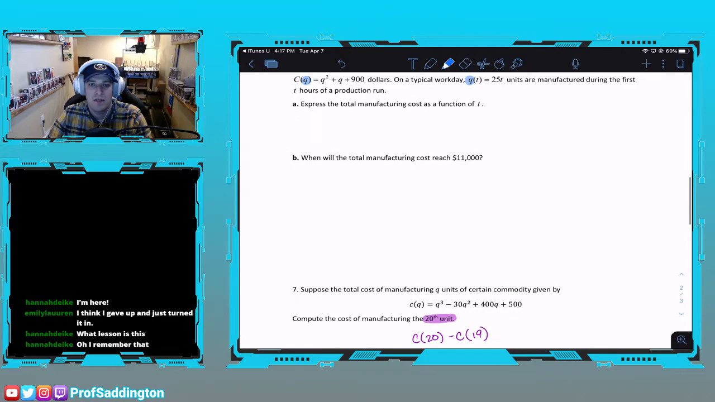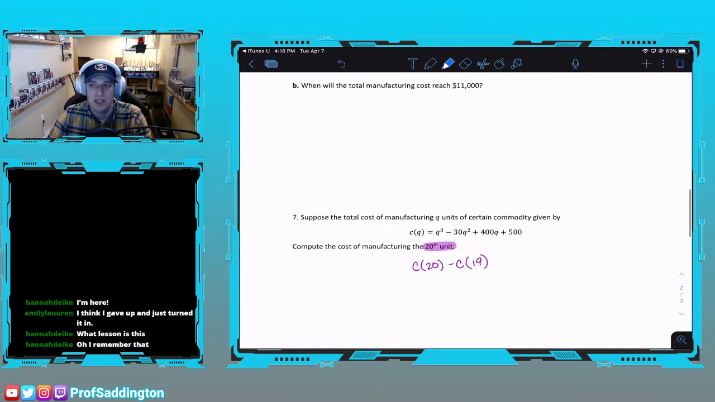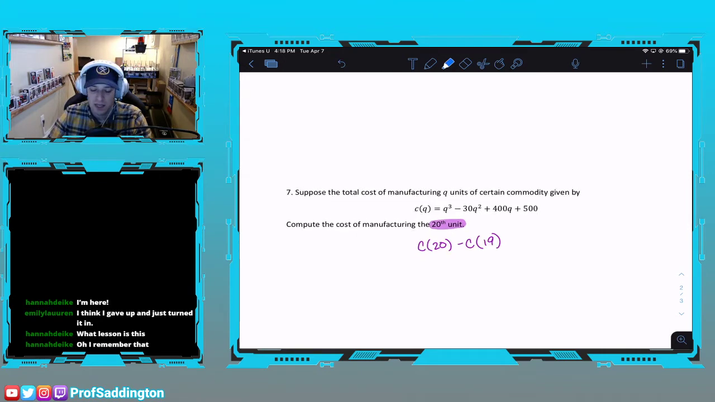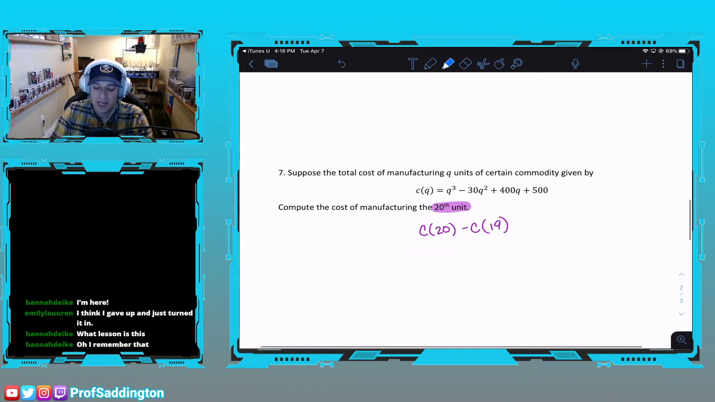And then the very last one was what we did yesterday, but I put down the little hint for you. It says compute the cost for the 20th unit. Anytime you're looking for a specific unit, it just means that you're going to find the answer for that number. So we got to find the answer for 20 and then subtract 1 away from it. So we also have to find the answer for 19. And then you're just going to take those 2 answers, subtract them, and you'll have your final solution. Okay.